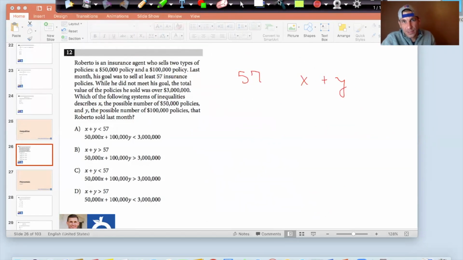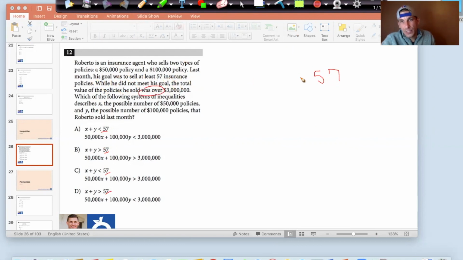And actually, to make this easier, I'm going to put 57 on this side. The reason is I'm skimming down, and it's always on the right for what you're noticing. So I'm going to purposely set this up so I don't make a careless mistake, right? So he wanted to sell at least 57 insurance policies. Last month, his goal was to sell at least 57 insurance policies. While he didn't meet his goal, the total value of the policies was over.